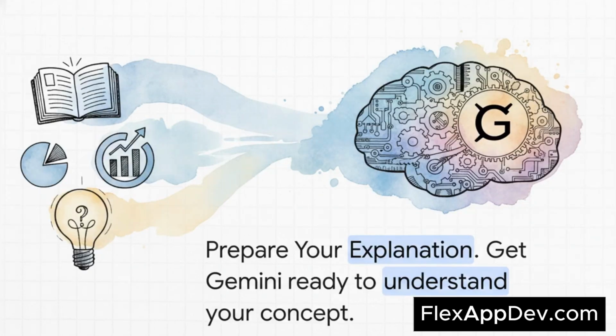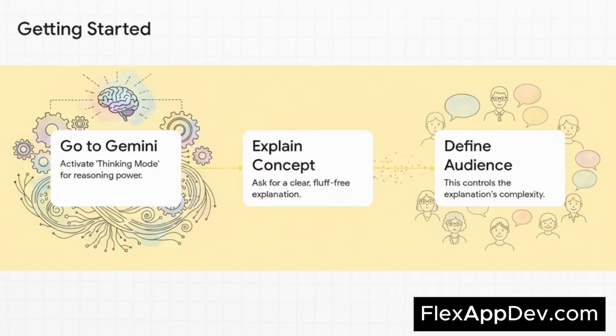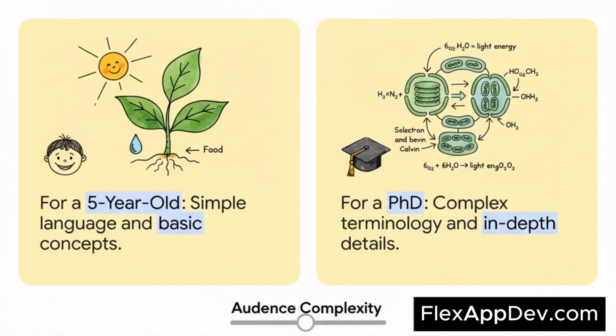All right, step 1. First, you've got to get your explanation ready for Gemini. First up, pop into Gemini and turn on thinking mode. This just gives it that extra brain power. And this is huge. You have to define your audience. It changes everything about the explanation.